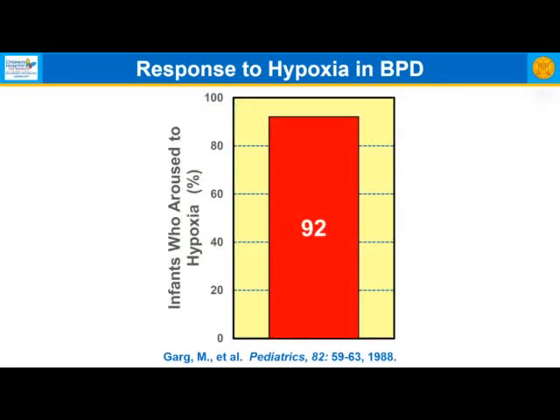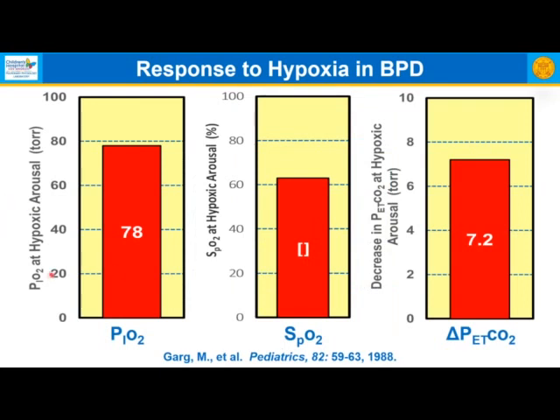92% of the infants aroused to hypoxia. Nearly all of them aroused to the hypoxia. That was good news. This is the P-inspired O2 at hypoxic arousal, so it's about 78.